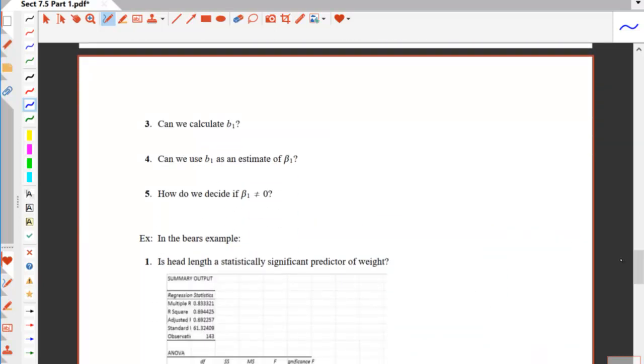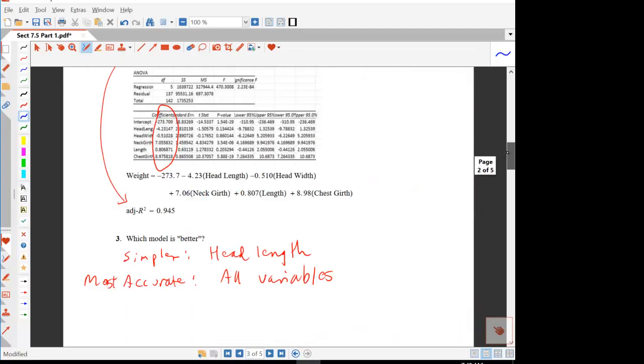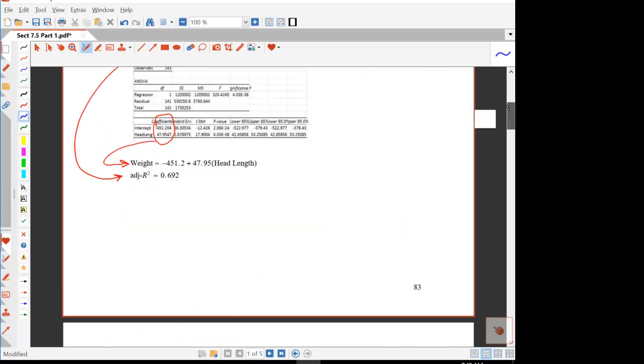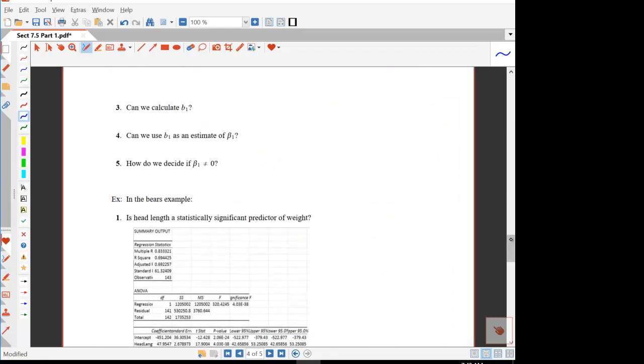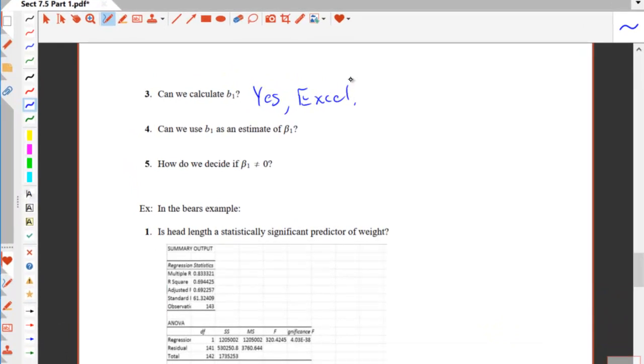Could we calculate B1? What was the difference? B1 was the slope of the regression line in the sample. That I can do. In fact, for my example, I did it. Here, B1 was the number 48, basically. So yes, Excel will be happy to do that.